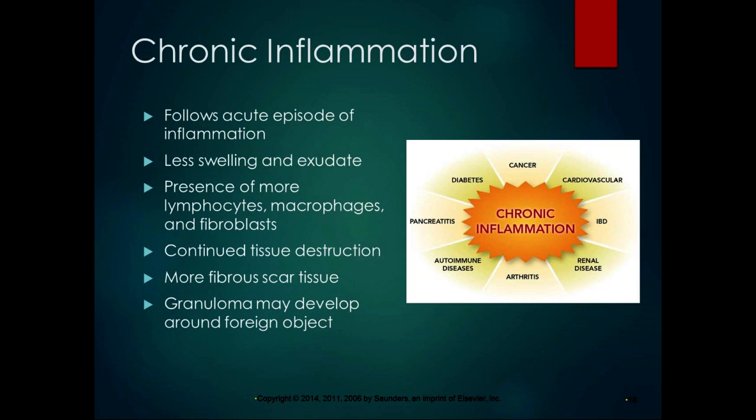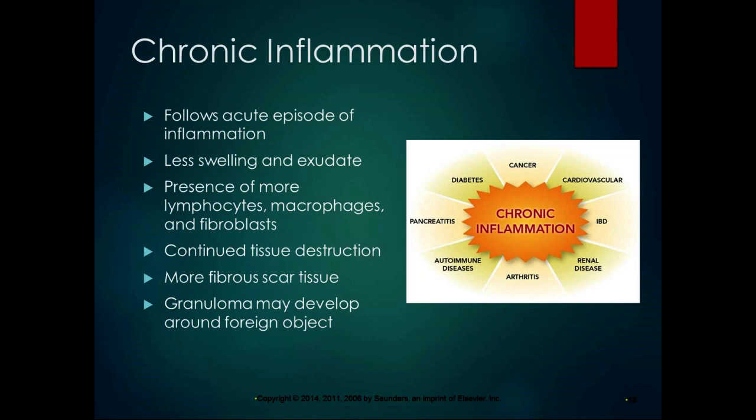When you get into the chronic phase, there's less swelling and exudate, the presence of more of the cellular component of our defenses, the lymphocytes, the macrophages, and the fibroblasts. The lymphocytes are part of the immune system. The macrophages are still those non-specific white blood cells. And the fibroblasts are the ones that are trying to rebuild the area.